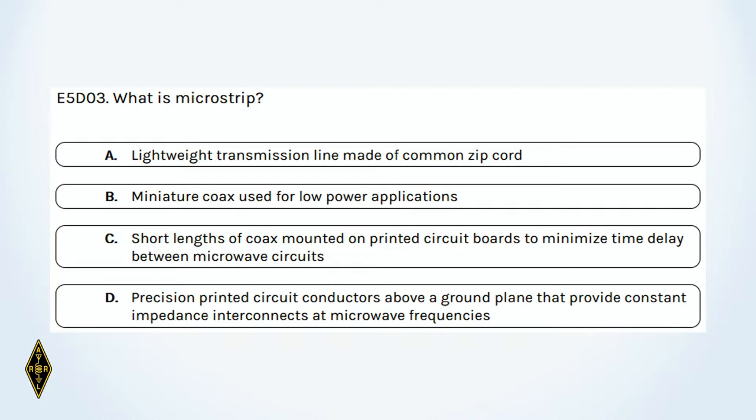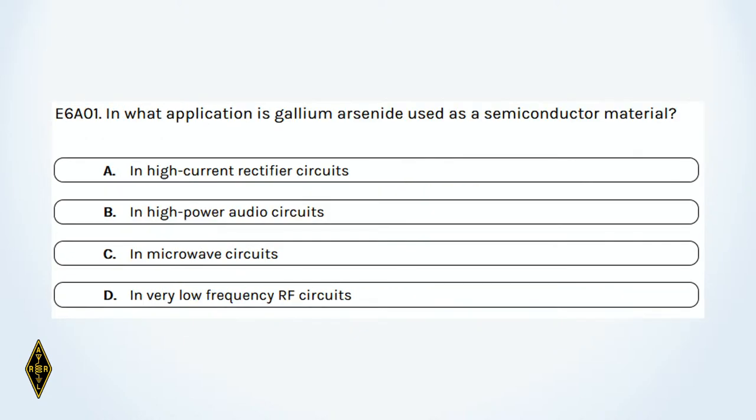Delta. Delta is correct. Precision printed circuit conductors above a ground plane that provide constant impedance interconnects at up to microwave frequencies used for MMICs and other devices. So in what application is gallium arsenide used as a semiconductor material? Charlie. It's going to be Charlie because we're talking about high-frequency devices. They're very, very fast. They're not necessarily high current, but they are very high frequency. So in this case, in microwave circuits.